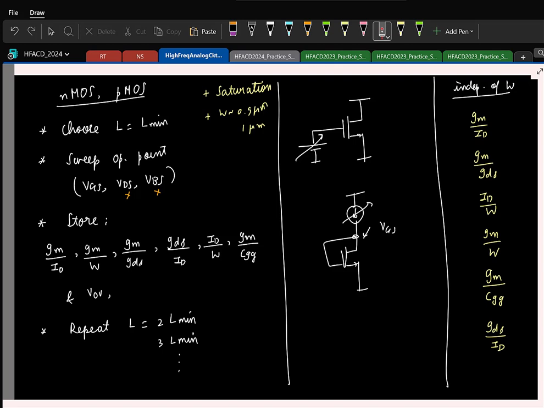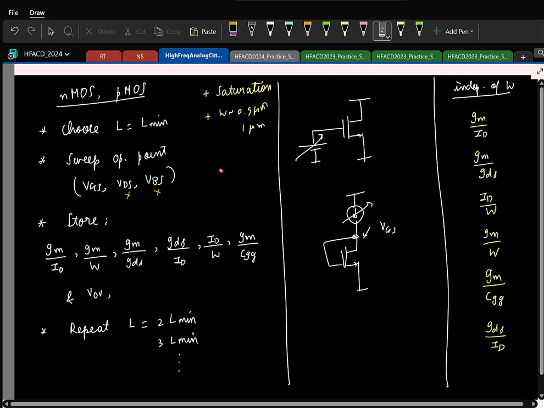Finally, in digital circuits, you want things to be fast. If the length is small, electrons have to travel a shorter distance. That's how you explain it to someone who's non-technical, right? Length is smaller, distance is short, things will be faster. That's the reason we go to lower technology. But in analog, that's not the main goal. You want to have some other functionality.